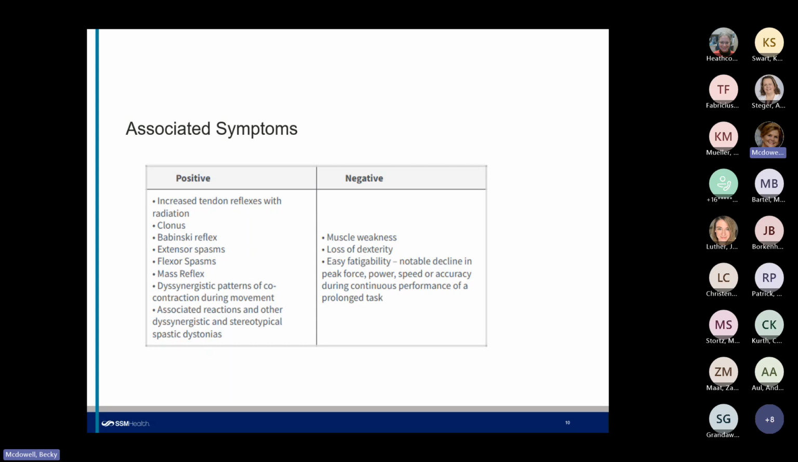We see dyssynergistic patterns of co-contraction during movement, associated reactions, and other dyssynergic and stereotypical spastic dystonias as well. Negatively, we see muscle weakness, loss of dexterity, and easy fatigability, especially with prolonged walking, moving, and any prolonged movements in general.